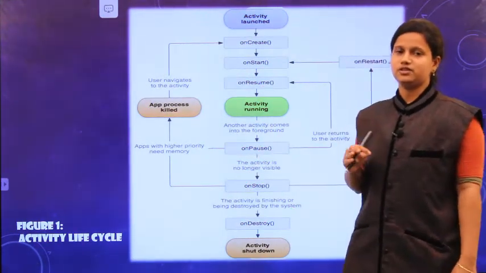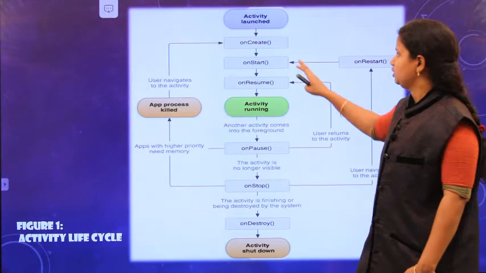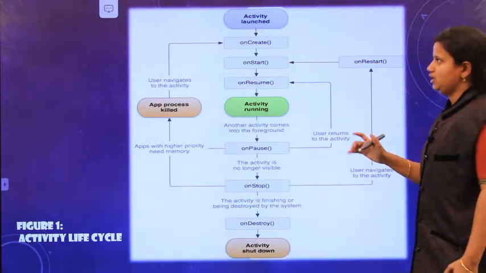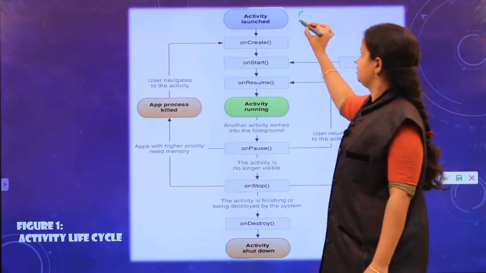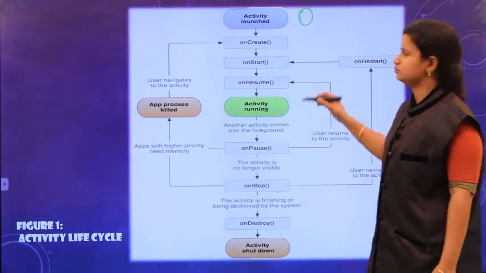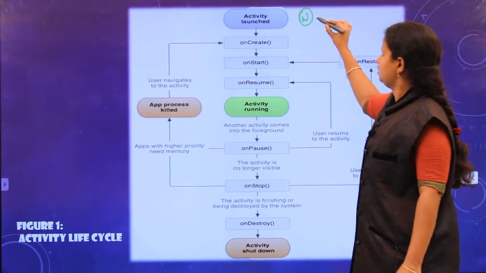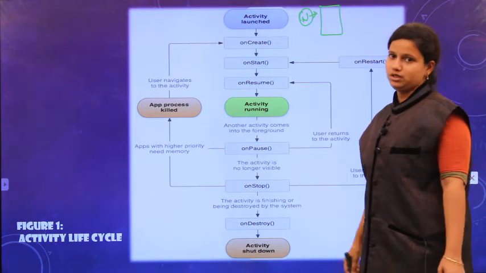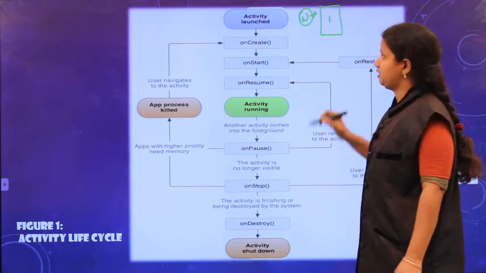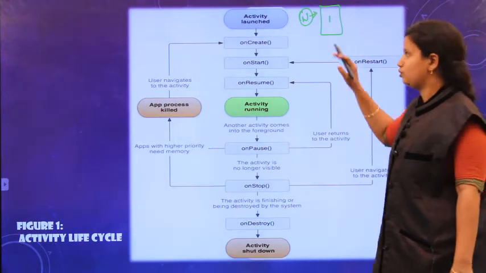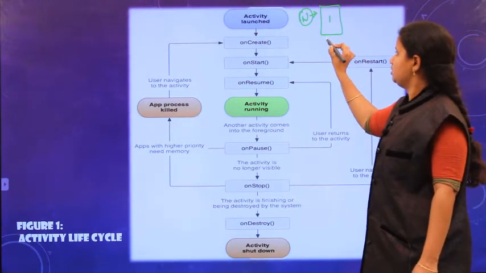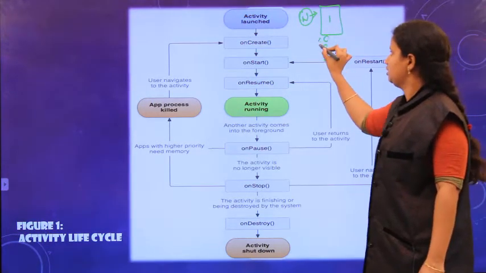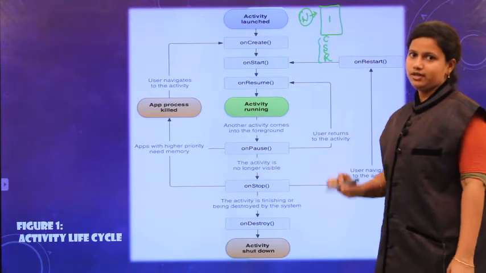So for simplicity, let us say it again. The activity is launched. I will explain with an example. Suppose this is the application icon. Whenever you double click on it, your application opens like this. This is your first activity. In this example, when you open this application, it will call create, start, resume. Three methods are called whenever you double click on that application.